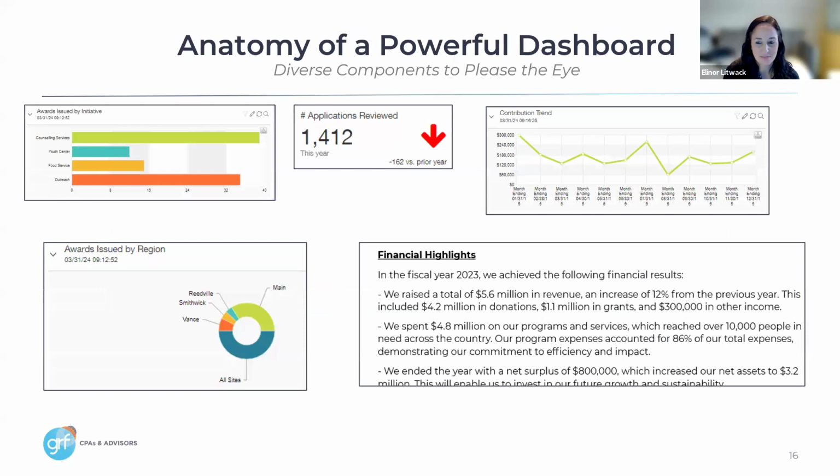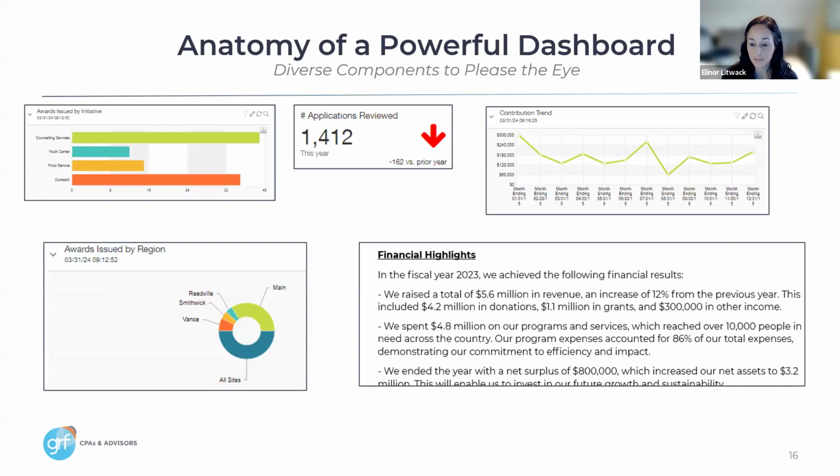In terms of mixing up the components, you're not going to have all pie charts or all bar graphs or all trend lines. It depends what you're trying to show and what type of chart makes sense. And also, just to make it more appealing to the eye, you mix it up. So you have different chart formats.